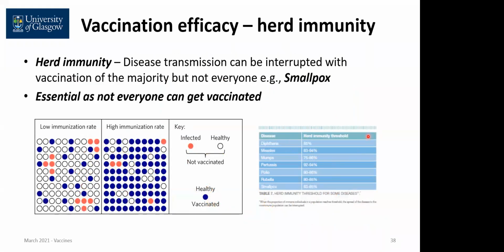And scientists have worked out, very much dependent on how infectious a given microbe is, what the herd immunity threshold would be for each given disease. So for things like diphtheria, 85% of the population would need to be vaccinated to reach herd immunity. Things like smallpox would be anything from 83 to 85%, rubella, polio slightly lower. But the take-home message is it very much depends on how infectious the microbe is. And the more infectious the microbe is, then of course the threshold would be higher.